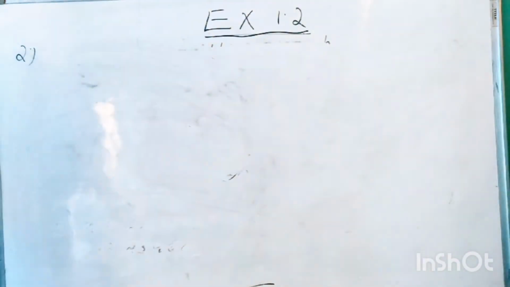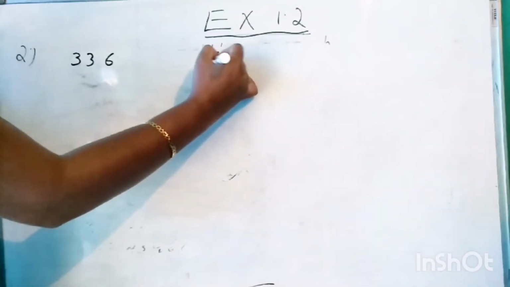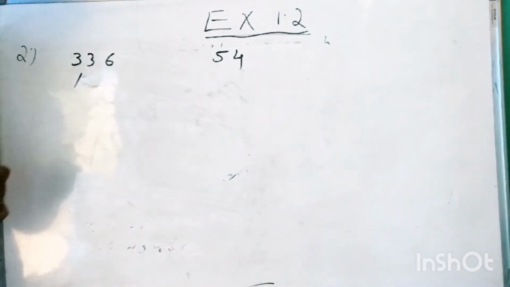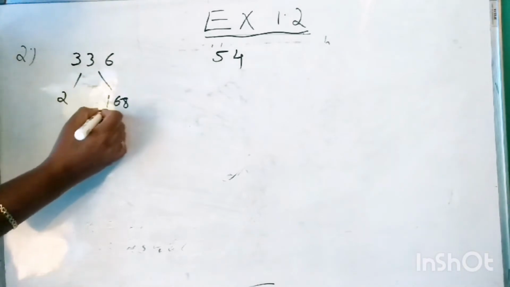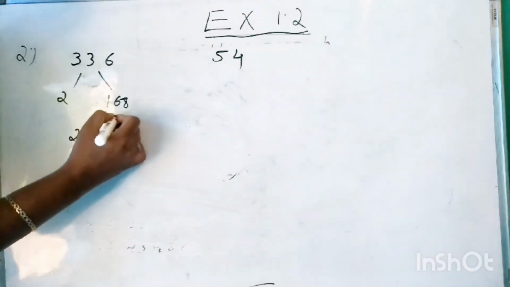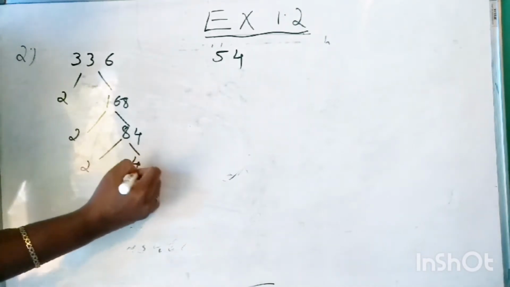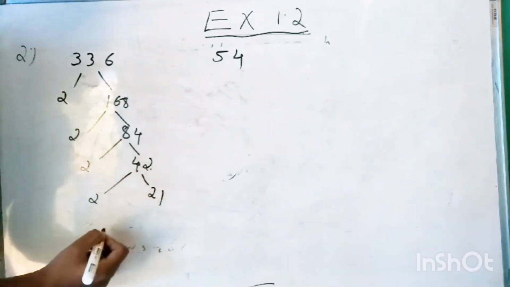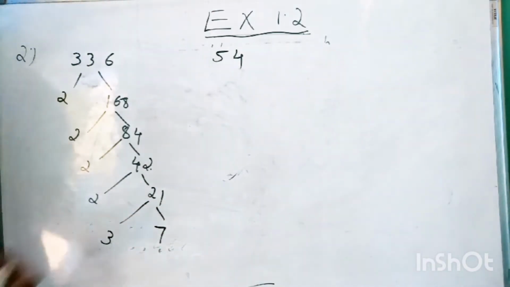Now the third sub question, 336 and 54. 336, the prime factorization: 336 divided by 2 is 168, again 84, 42, 21, then 3 times 7. This is the prime factorization.